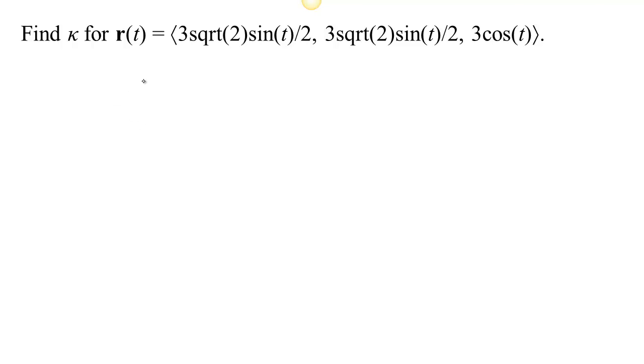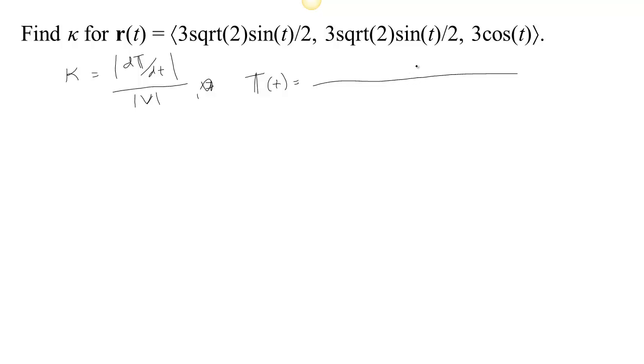One more example of finding the curvature. Let's just go ahead and use that formula for the curvature, which is to find the derivative of the unit tangent with respect to t and take its length, and then divide by the speed. So in order to do that, first we're going to need to find the unit tangent.